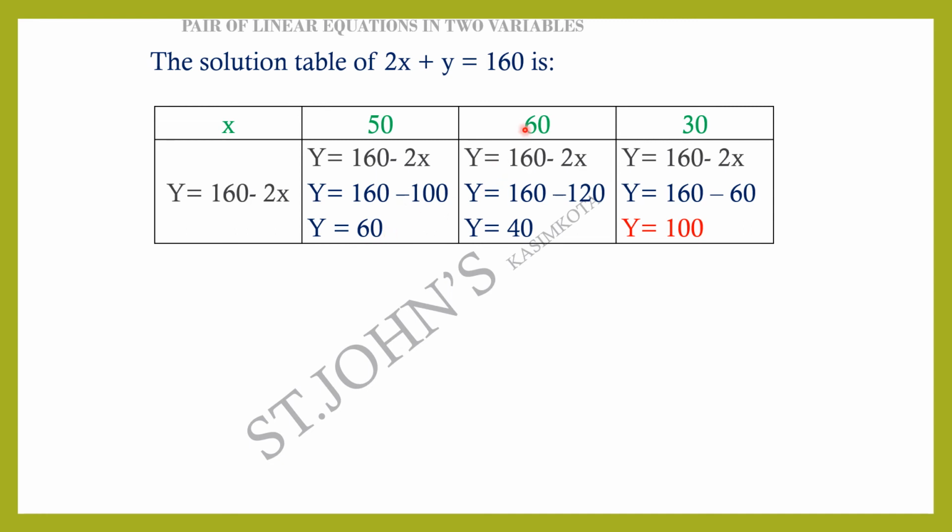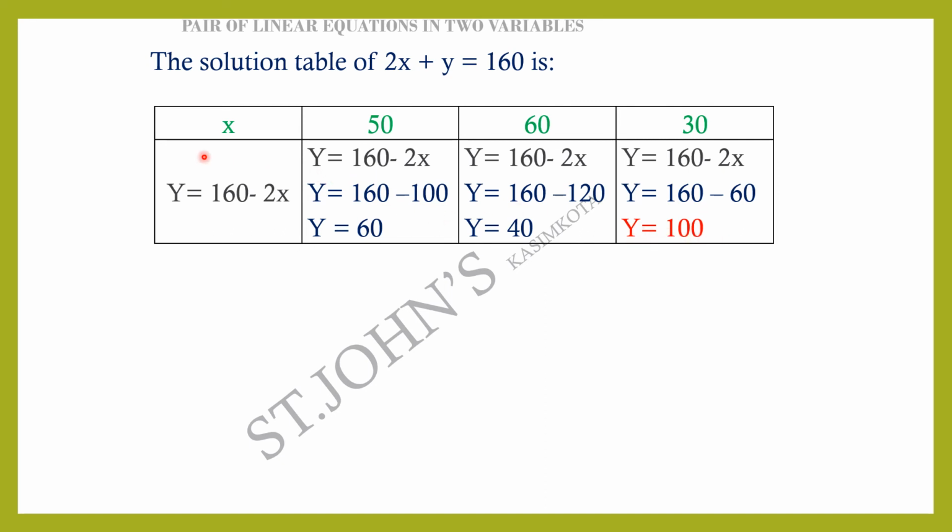Now the second x value, 60. y equals 160 minus 2 into 60, which is 120, so 160 minus 120 is 40. If x is 60, then y is 40. The last value is x equals 30. y equals 160 minus 2 into 30, which is 60. So 160 minus 60 means y equals 100.